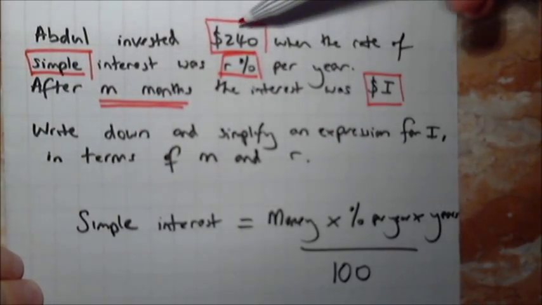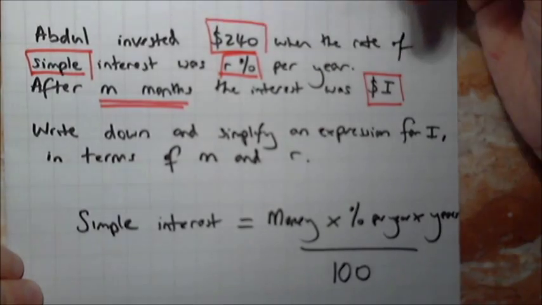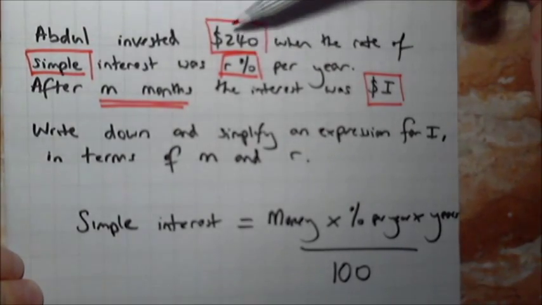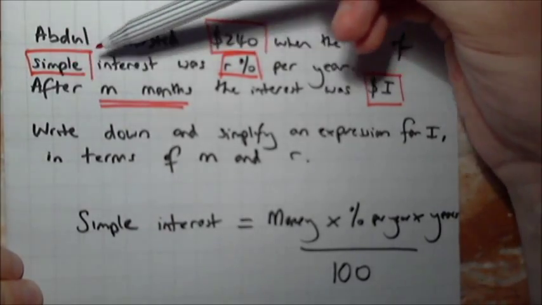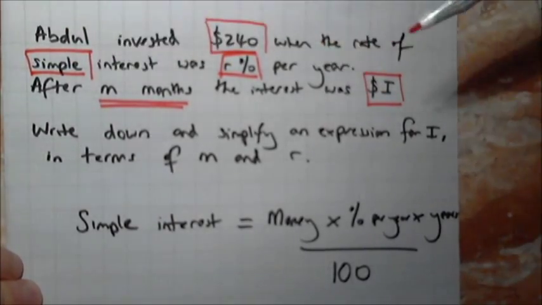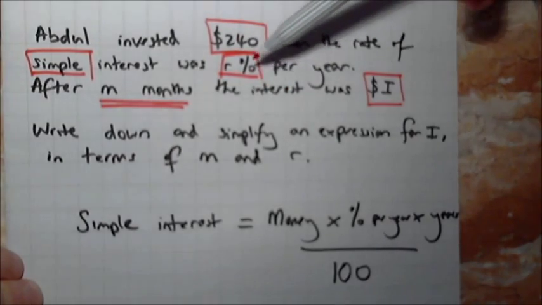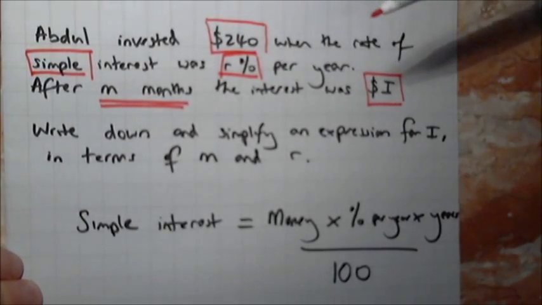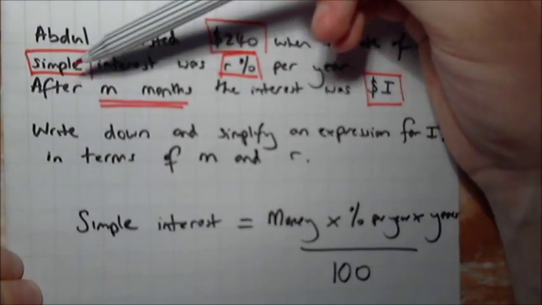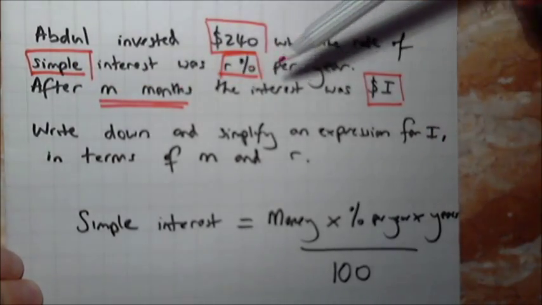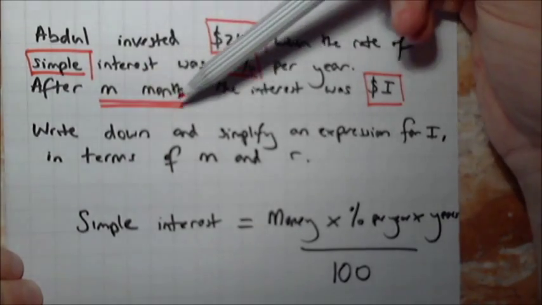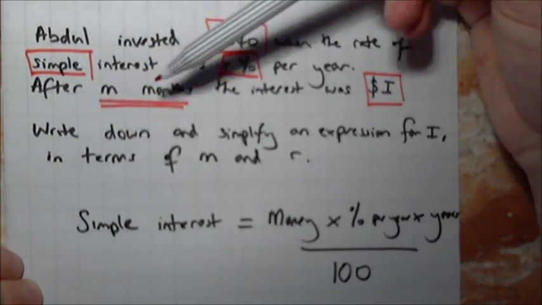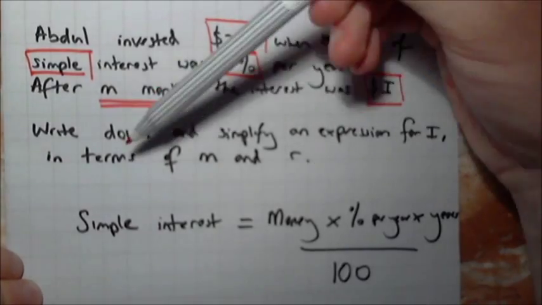Okay, I have straight away circled key information. Key information being the amount of money, $240. And it's told you in the question it's simple interest. It's not compound interest, it's simple interest. The percentage per year is R%. And the very key important part is this: after M months, the interest was I dollars. So we're dealing with a situation where it's M months, not years. Write down and simplify an expression for I in terms of M and R.